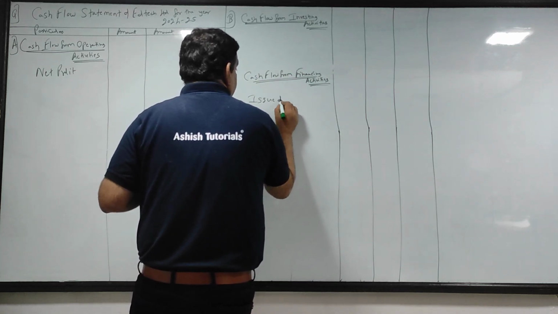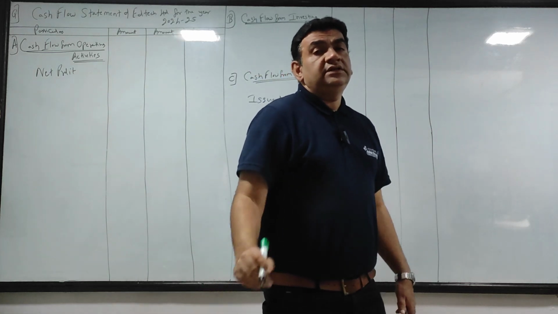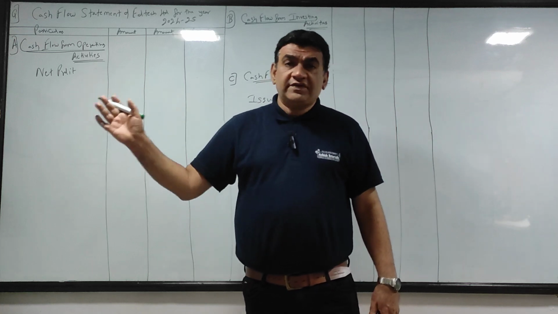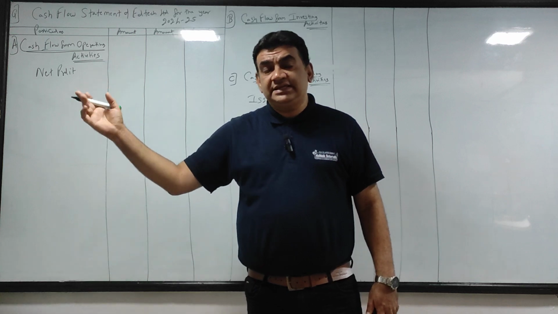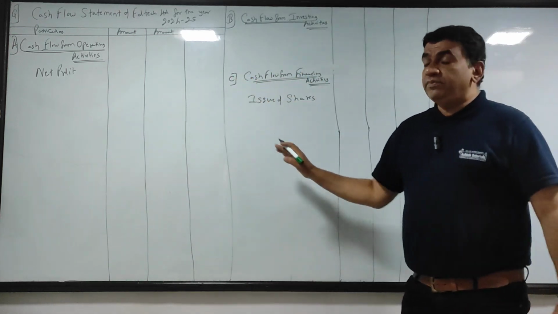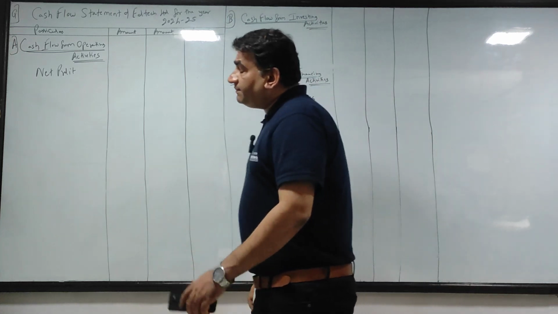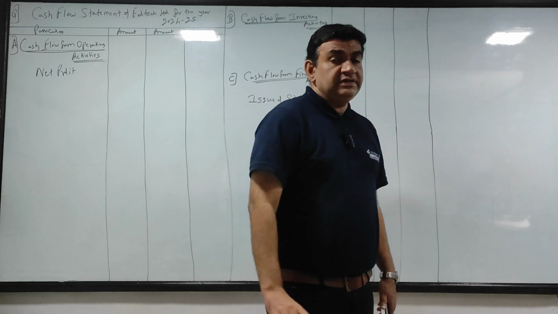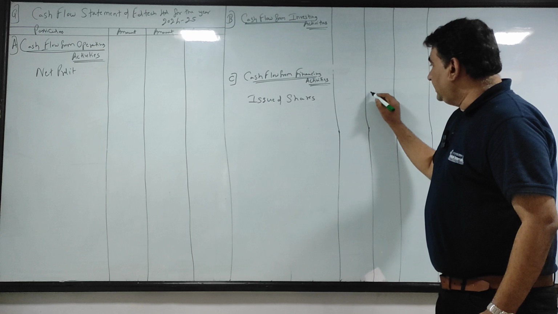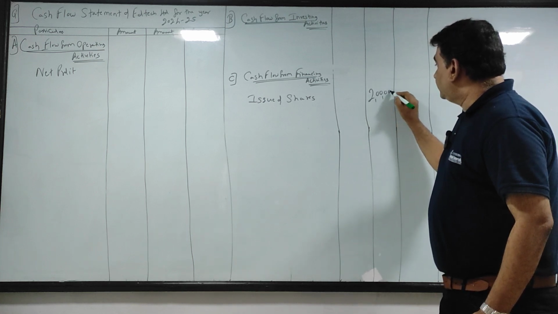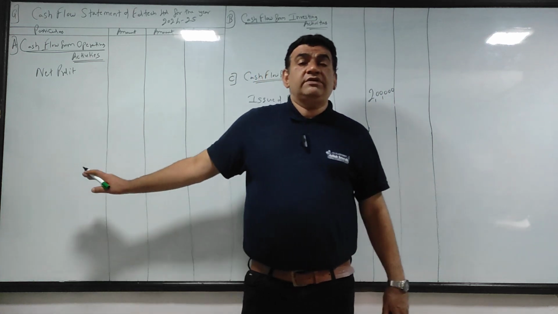Write there: issue of shares. Now listen, when I say cash flow, flow of cash, money will come in and money will go out. If it comes in, you will put the amount positive, if it goes out, the amount negative. So can I say 2 lakhs is coming in? Put it in the second column, positive 2 lakhs. As I told you, the first column we will use only for operating activity.